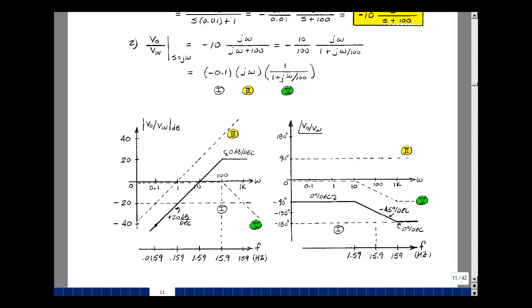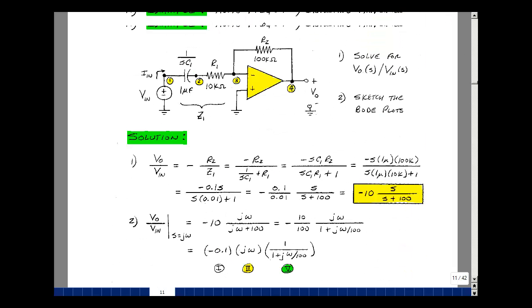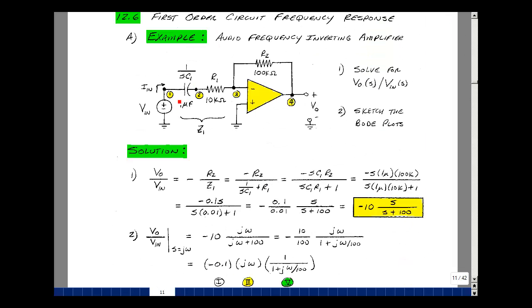Let's see if the circuit and the transfer function are saying the same thing. So I'll scroll back up. In the circuit, as the frequency gets lower and lower, this becomes a much larger impedance than this. So the gain is approaching Z2, which is 100K, divided by a very large number, really tending towards infinity. So the gain is approaching 0.